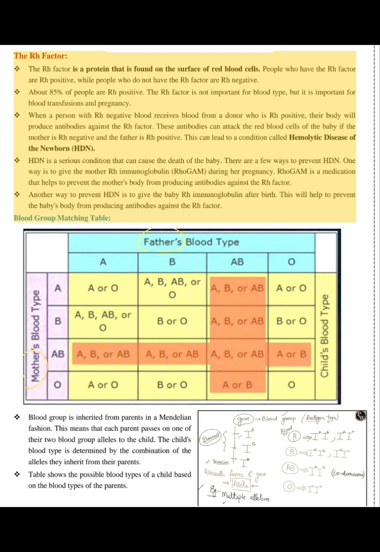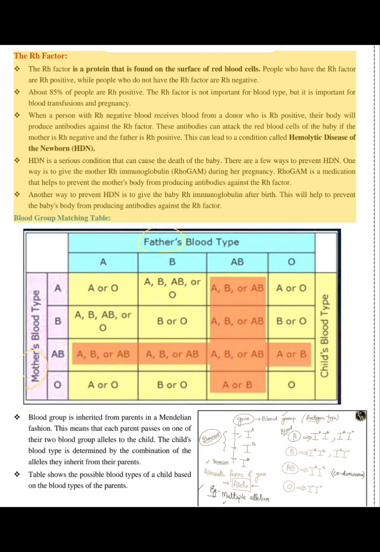There are a few ways to prevent HDN. One way is to give the mother Rh immunoglobulin, RhoGAM, during her pregnancy. RhoGAM is a medication that helps to prevent the mother's body from producing antibodies against the Rh factor. Another way to prevent HDN is to give the baby Rh immunoglobulin after birth. This will help to prevent the baby's body from producing antibodies against the Rh factor.